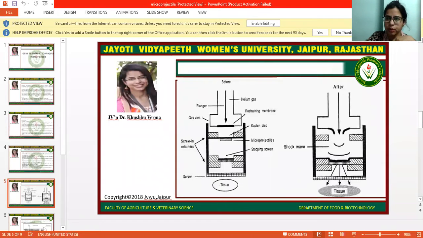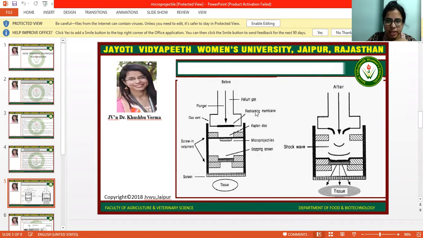For the microprojectile principle, we can understand it by a diagrammatic representation, and here I am showing the slide of the diagrammatic representation of microprojectile. Here you can see the complete arrangement of the microprojectile, how it is arranged before the bombardment and how it works after the bombardment.